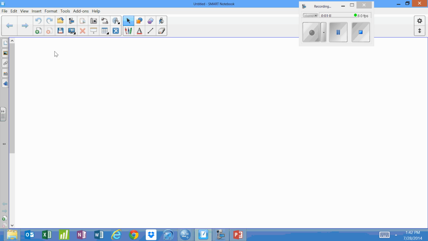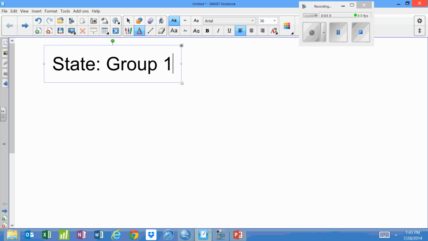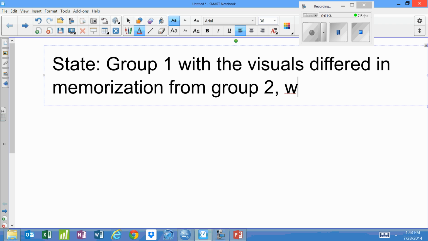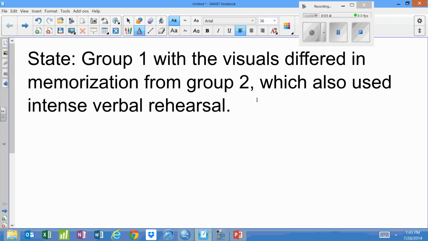So we are going to go over here. I'm going to type some of this here. And we're going to do a 4-step problem like you were taught earlier using the one sample test. So our state step here is that group 1 with the visuals differed in memorization from group 2, which also used intense verbal rehearsal. So I'm not making a commitment. I am just saying that there's a difference between the two groups. So that will be my statement.